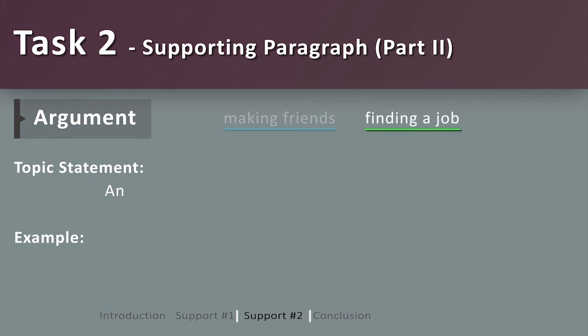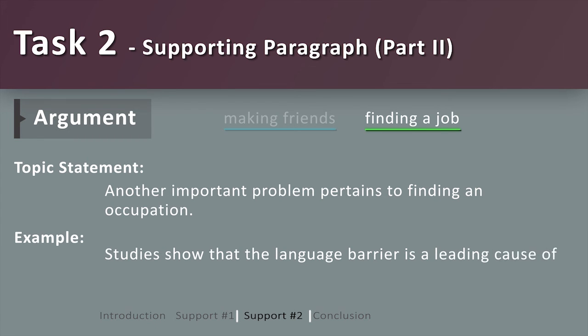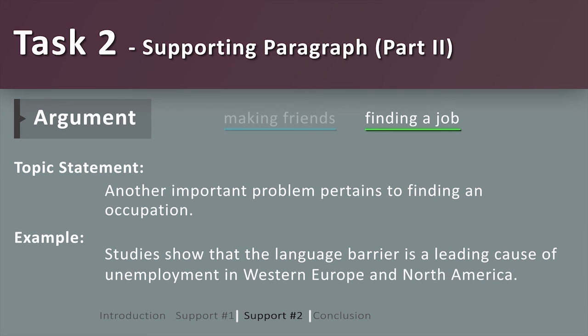And the second supporting paragraph is about finding a job. Another important problem pertains to finding an occupation. Studies show that the language barrier is a leading cause of unemployment in Western Europe and North America.